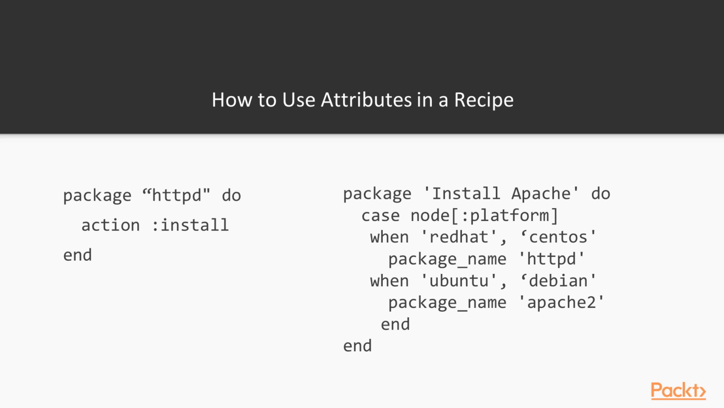So this is the name of the package, install Apache, and we put a case here. We will create a case construct in which we are going to use the platform attribute from each node. And if you see here, what we are writing is when the platform is redhat or centos, package_name is httpd. Whereas if the platform is ubuntu or debian, then the package_name is apache2, and then end. So the second recipe is going to work on both the Debian family as well as the Red Hat family.